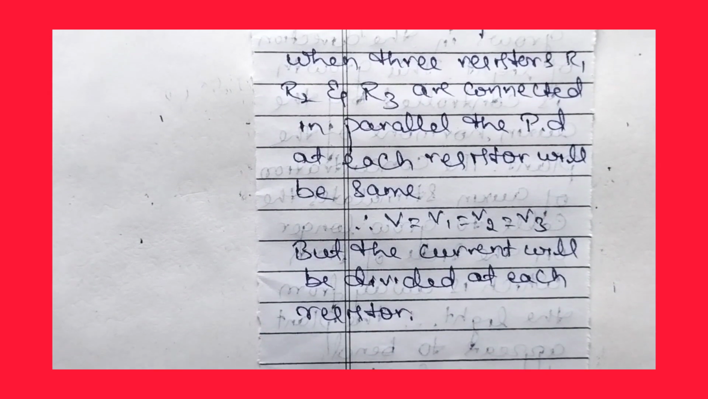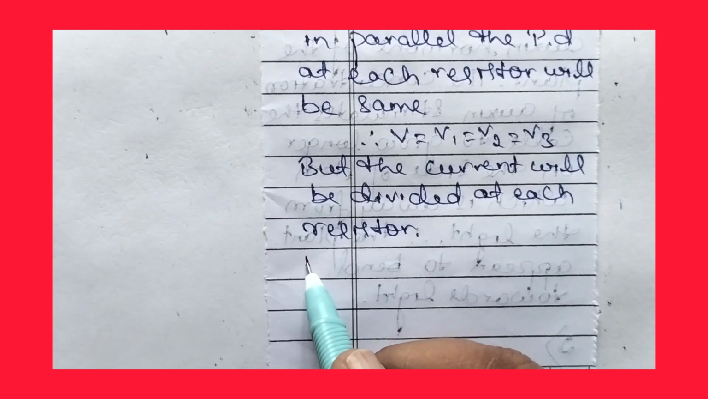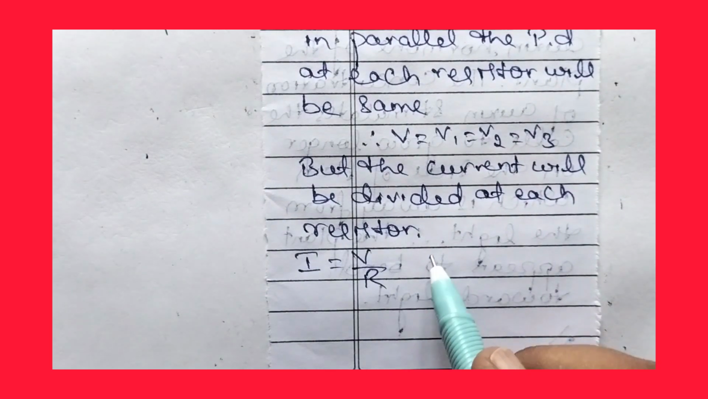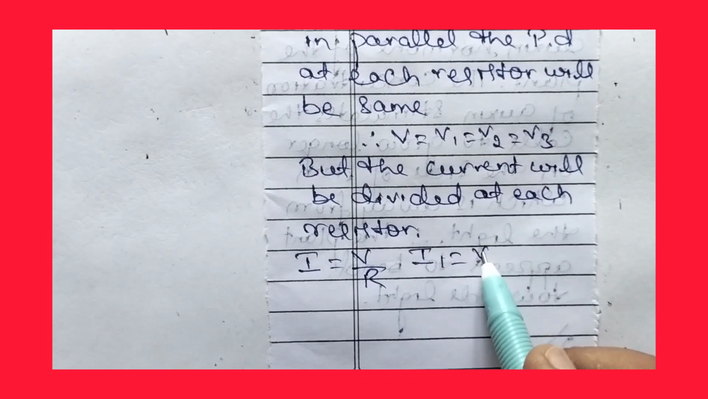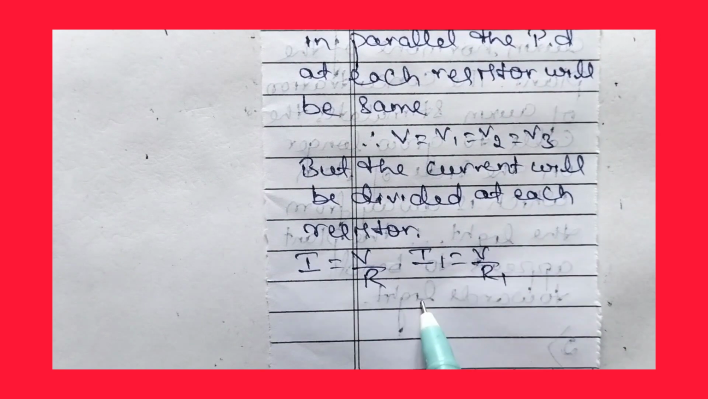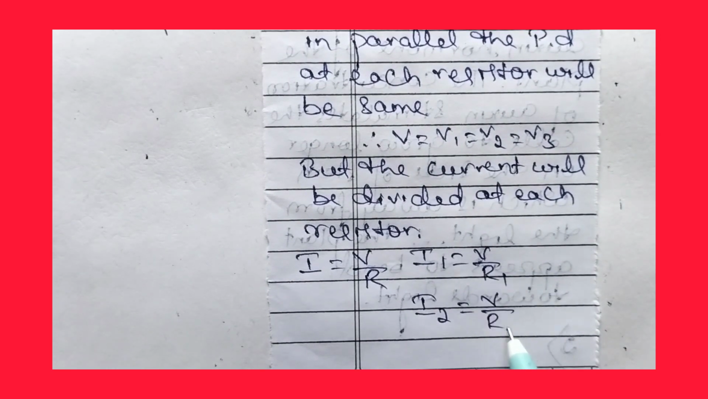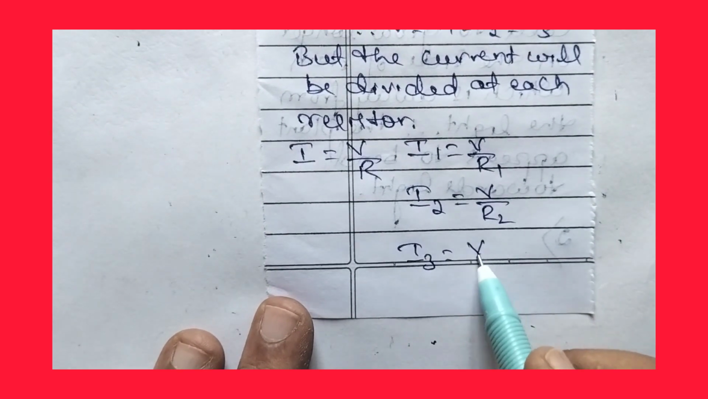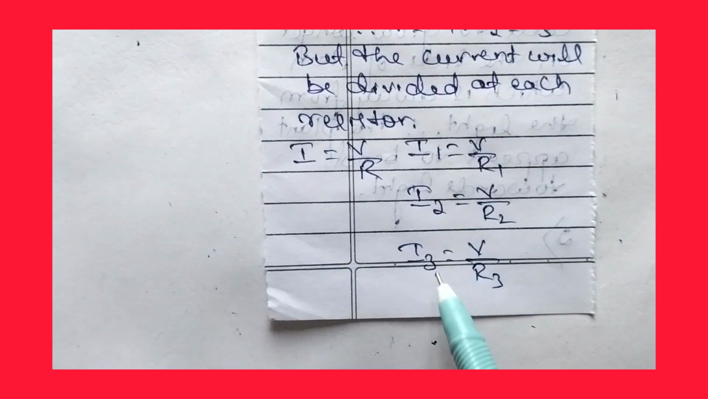The current will divide at each resistor. So the total current I is equal to V by R. The current at resistor 1, I1, is equal to V by R1. At R2, I2 is equal to V by R2. At R3, I3 is equal to V by R3. So these are the currents at each resistor.